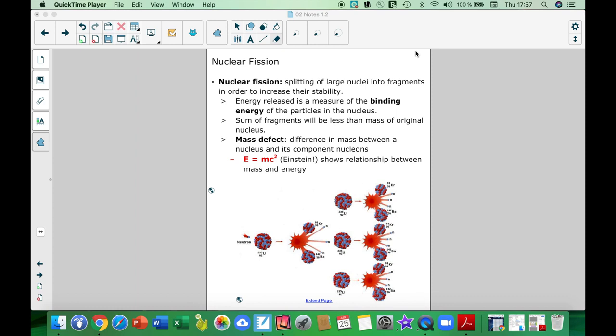Okay, so let's start with fission first. Nuclear fission, as we just said, is the splitting of large nuclei. And when we say large, we're referring to high atomic numbers, like big fat nuclei. It is splitting the large nuclei into fragments in order to gain stability. That's always the goal.